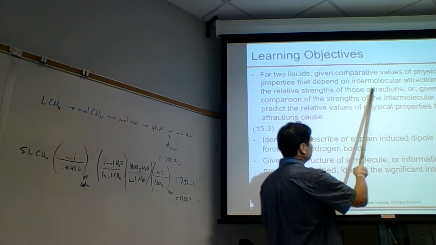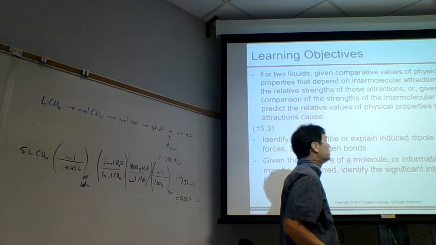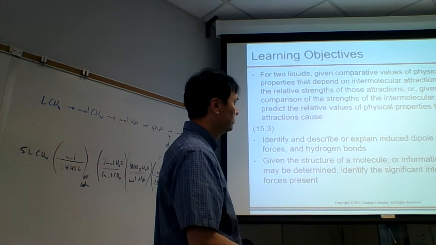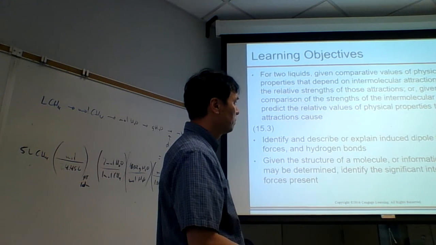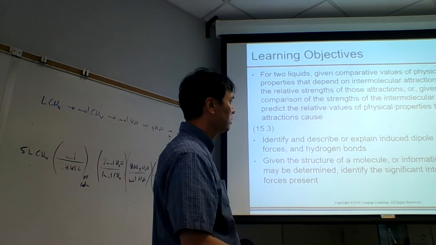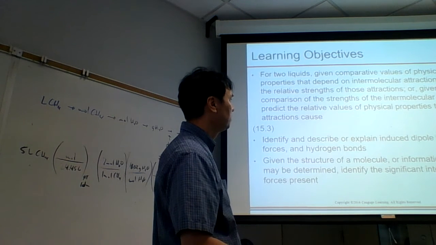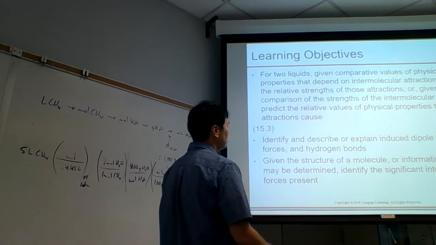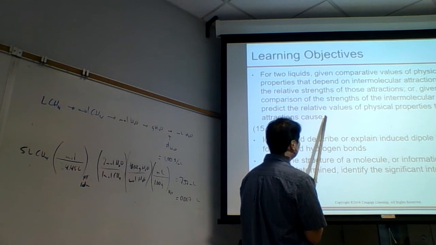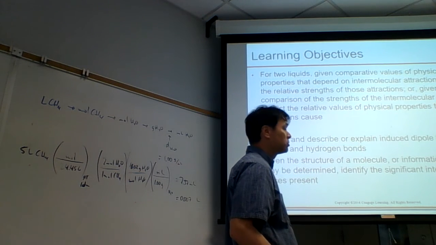For 2 liquids given comparative values of physical properties that depend on intermolecular attractions. So we're going to talk about intermolecular attractions. Intermolecular attractions is a big topic in this chapter. Intermolecular attractions allow us to understand the physical properties of these at a particulate level. Predict the relative strengths of those attractions, or given a comparison of the strengths and the intermolecular attraction, predict the relative values of physical properties. So what we're doing is we're trying to correlate properties with structure.